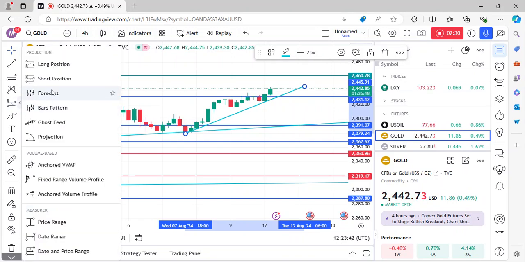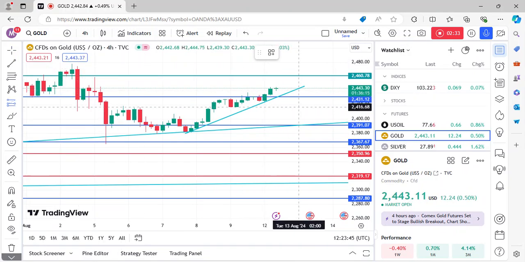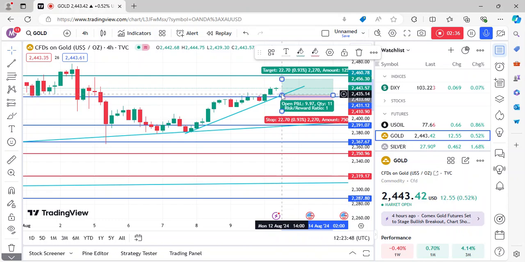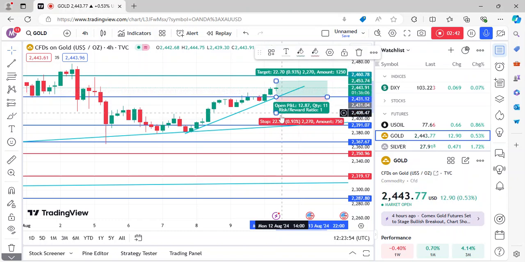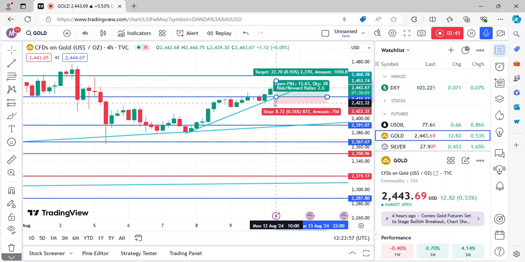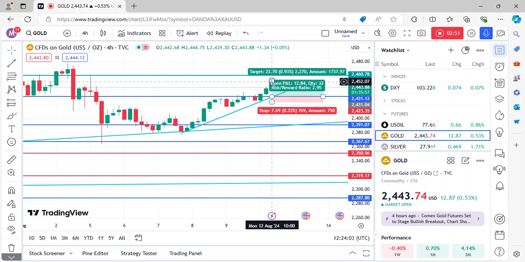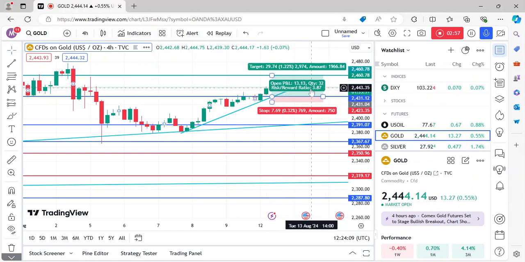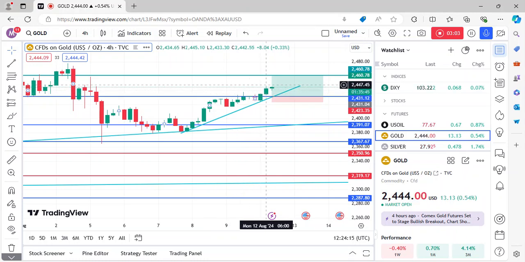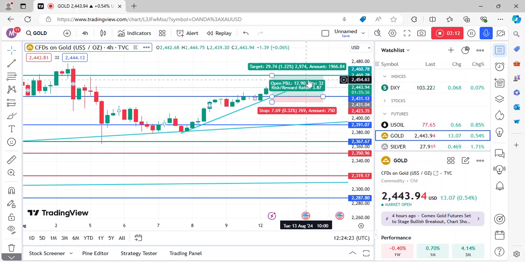So as I said, gold will come to this zone, as you can see over here. They move all the way to 2,460. So any buy that you see on the market is the best opportunity for you.